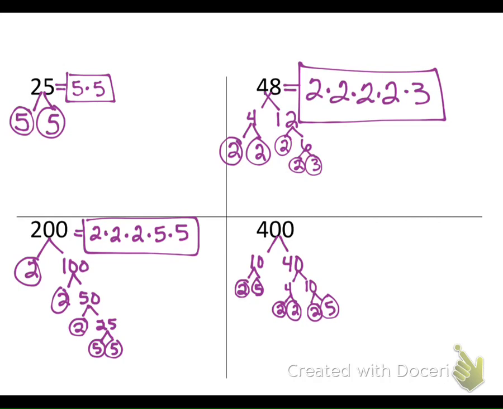Good. So now we're going to write these in standard form, which means I'm going to write them in order from least to greatest. So every number I circled, I have to write up in order from least to greatest. So what's that going to look like? It's going to be 2, 2, 2, 2, 5, and 5. Let's double check. 1, 2, 3, 4. Do I have 4? And then times 5 times 5.